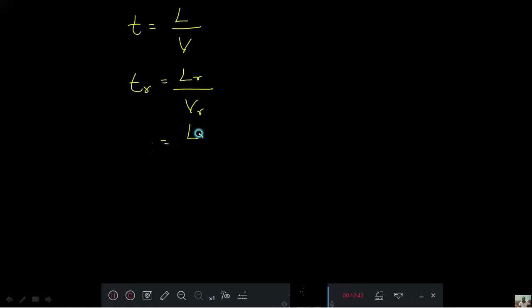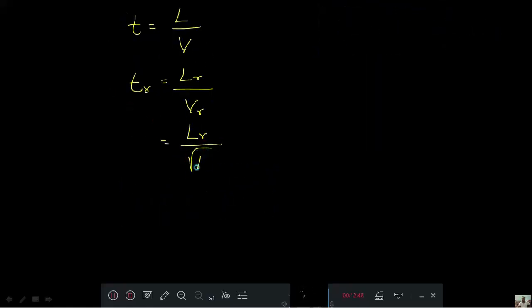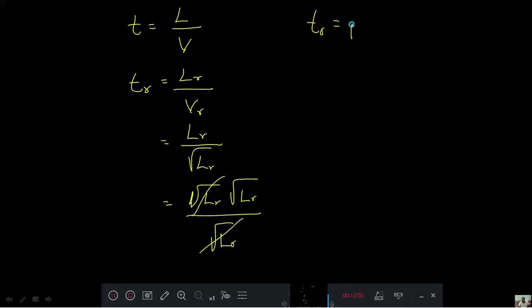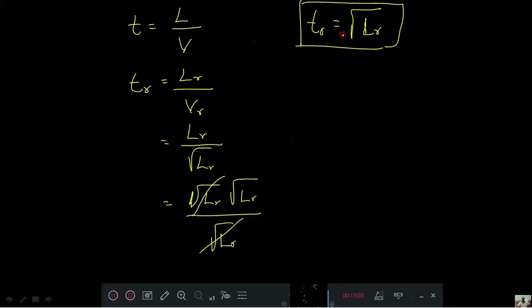Then what is your length ratio? The velocity ratio we just calculated is root Lr. Then the numerator I can write as root Lr times root Lr, divided by root Lr, which cancels. So what is the time ratio? The time ratio is again root Lr. Now you have the velocity ratio and the time ratio.